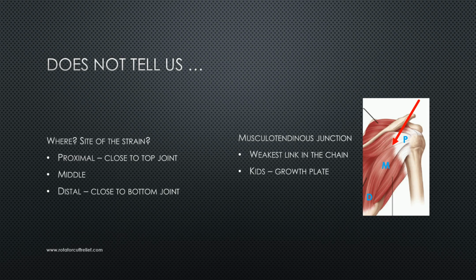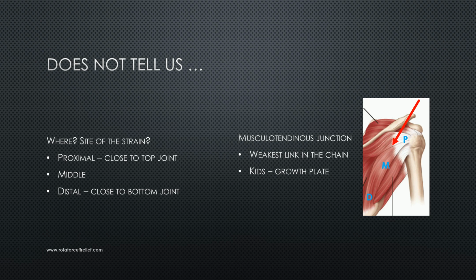But this does not tell us certain things. Where is the site of the strain? And if we're looking at the rotator cuff, if you look at the diagram on the right, is it proximal, which is the medical term meaning close to the top joint, where we have the letter P? Is it in the middle, where we have the letter M, or is it distal, or close to the bottom joint, where we have the letter D?